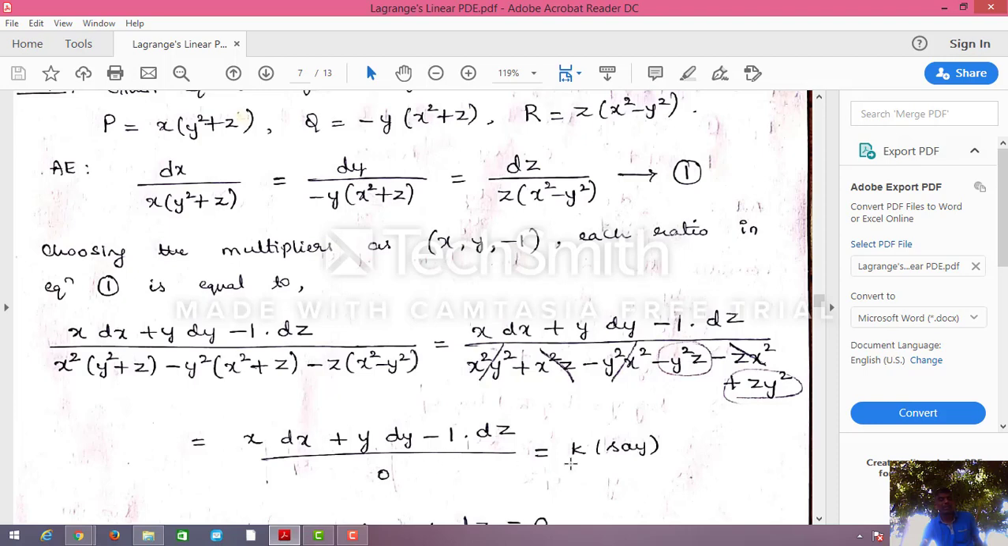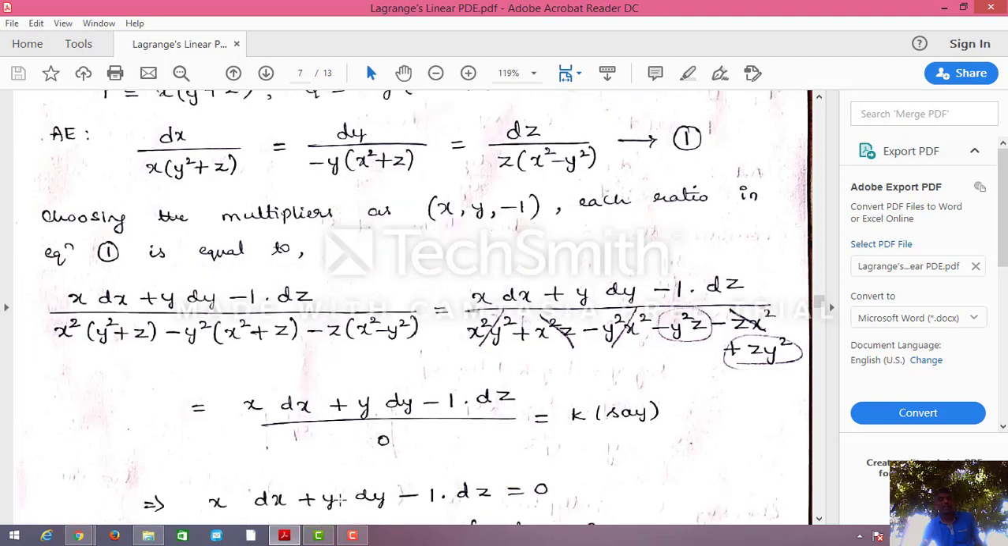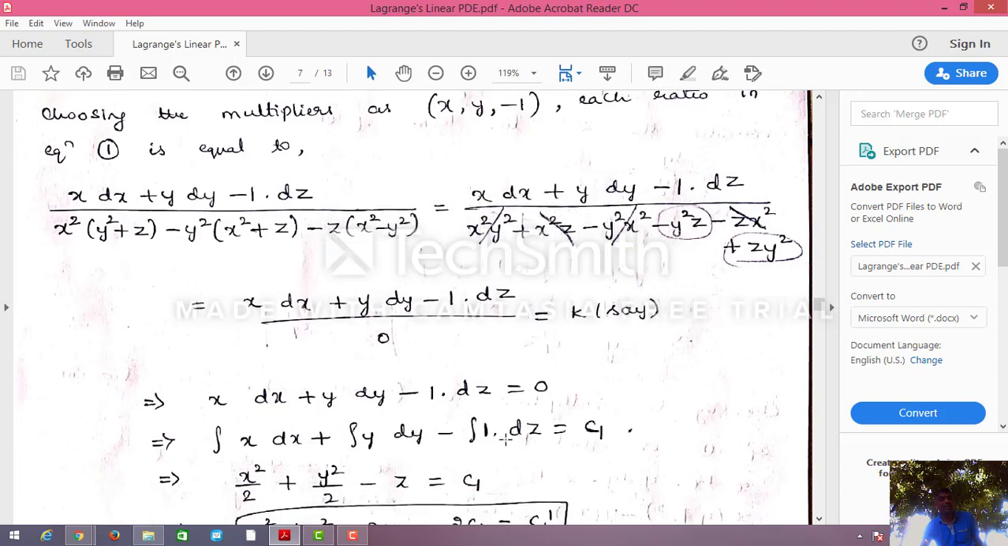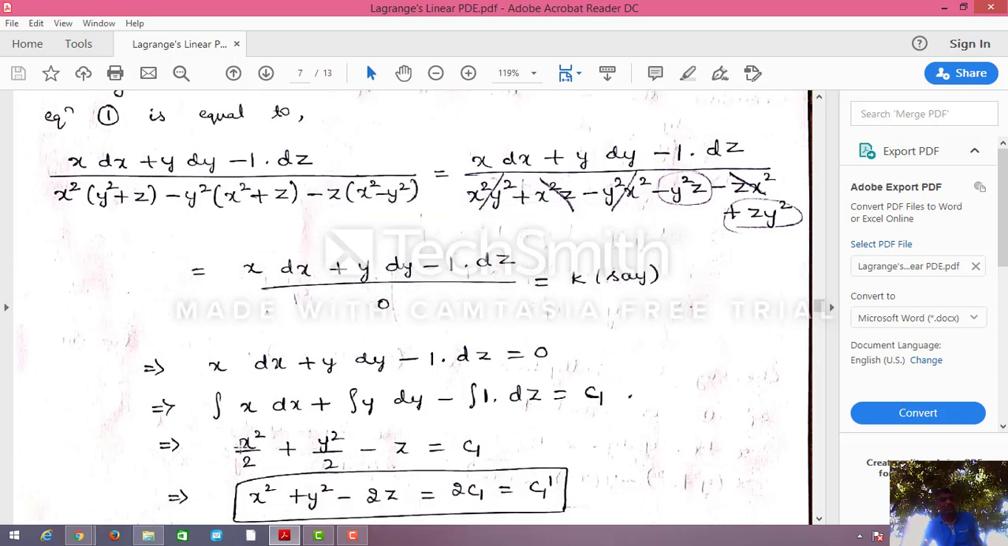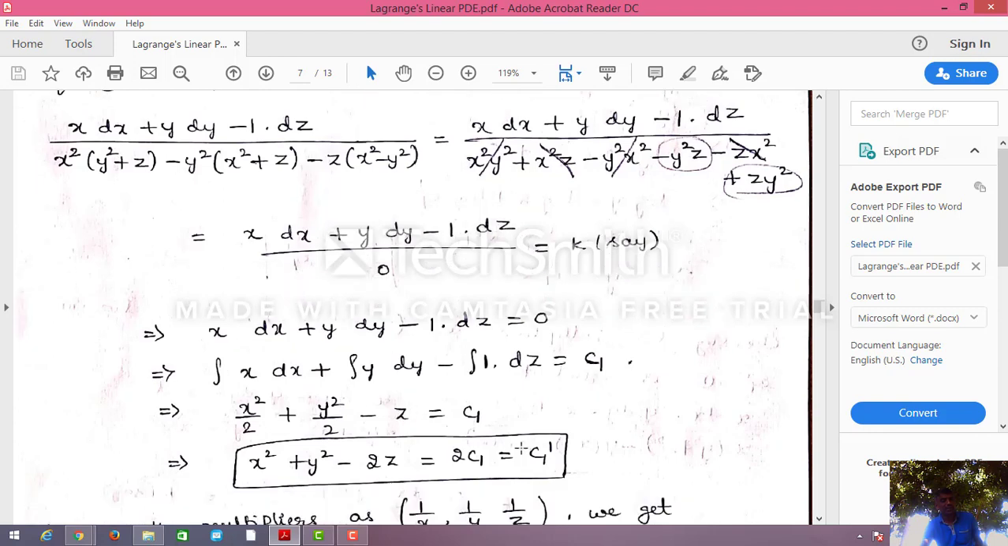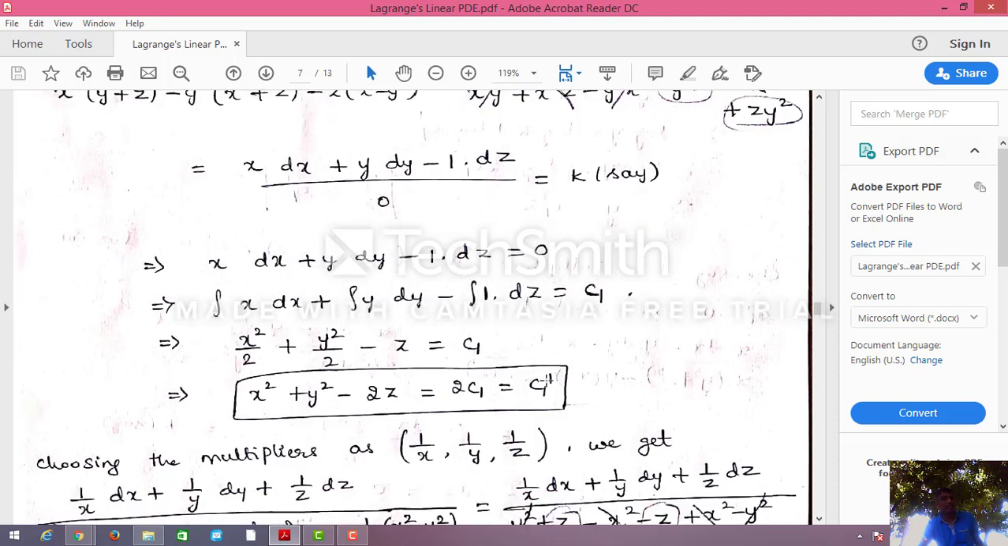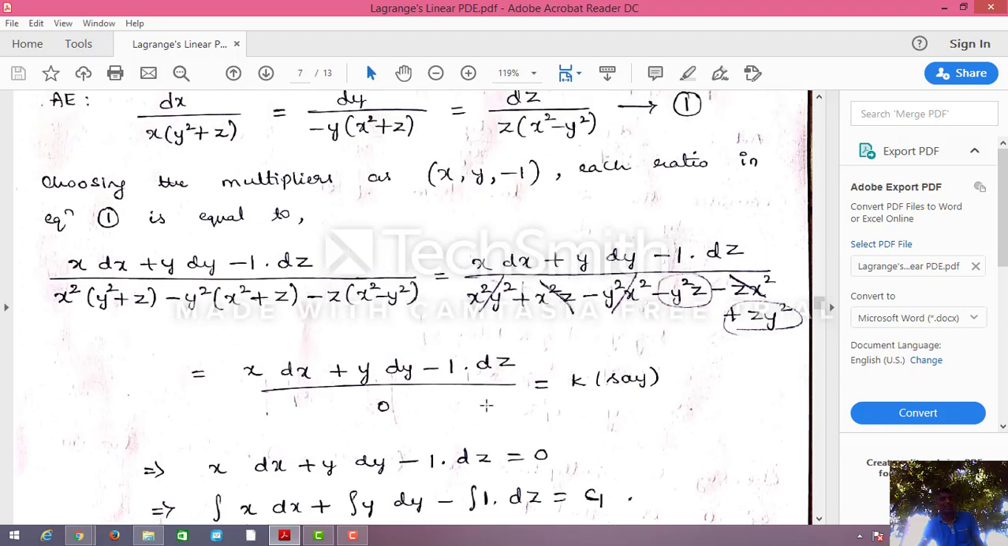That one I equate to some constant. So I get x dx plus y dy minus 1 dz equal to 0. Integrating, the integral of x dx plus the integral of y dy minus the integral of dz equals the integration constant c1. The integral of x dx is x²/2, the integral of y dy is y²/2, and the integral of dz is z, so minus z equals c1. Cross multiplying by 2, x² plus y² minus 2z equals 2c1, and 2c1 is c1 dash. So one multiplier set has been chosen.